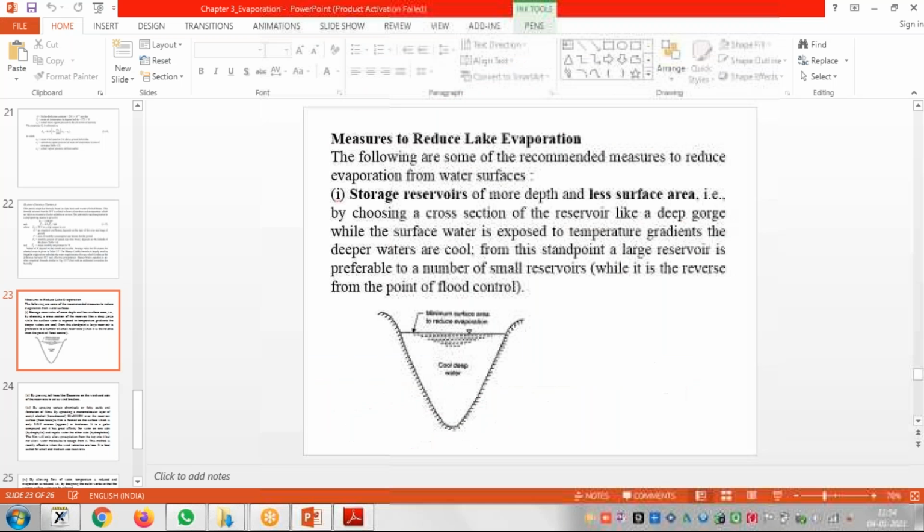Here, similarly, the same reasons are given for how to reduce lake evaporation. The same thing is here: less surface area. This is our lake, and this is, suppose, the area. So we should reduce this area and make the depth more. This is the meaning.